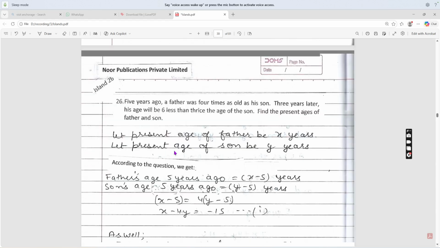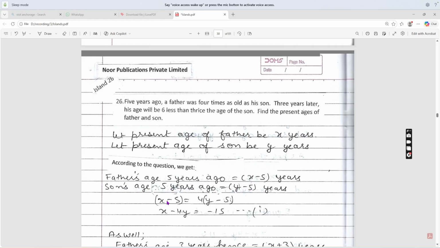Simple. Now next. 5 years ago, a father was 4 times as old as his son. So again, we are going to do the same thing. Let the present age of father be x years, present age of son be y years. Now, father's age 5 years ago would be x minus 5. Son's age 5 years ago would be y minus 5.